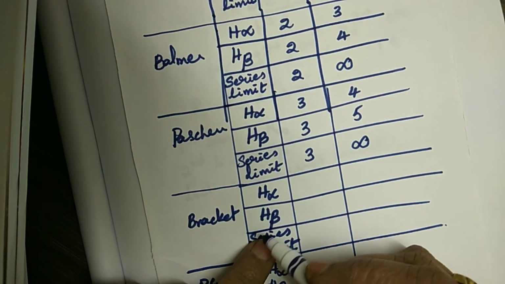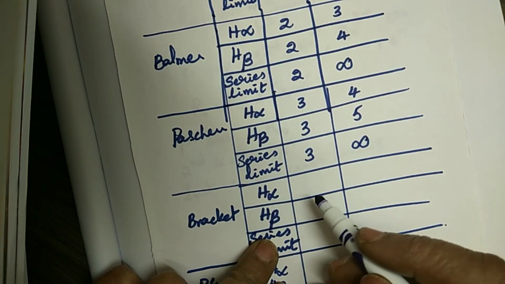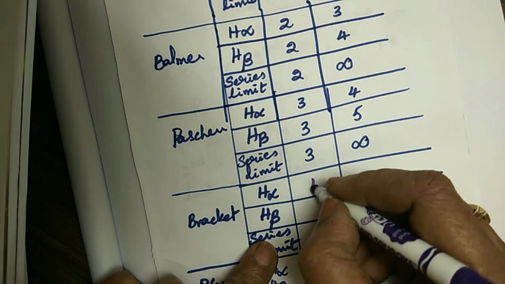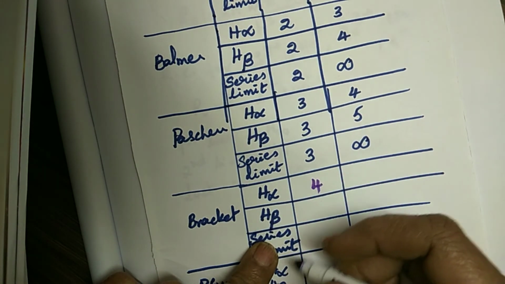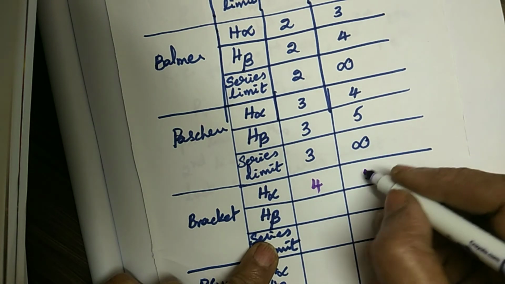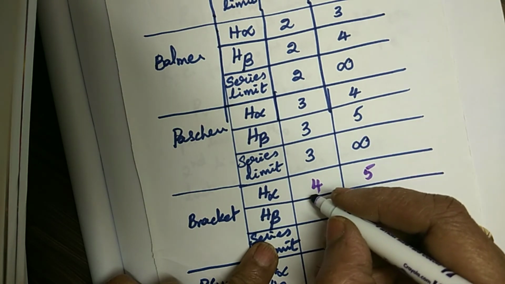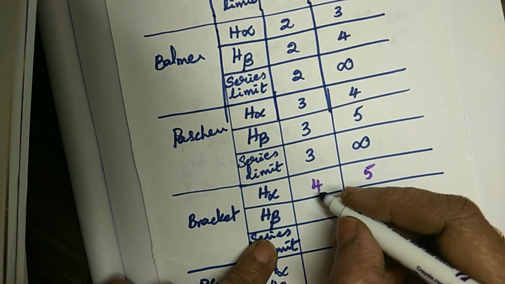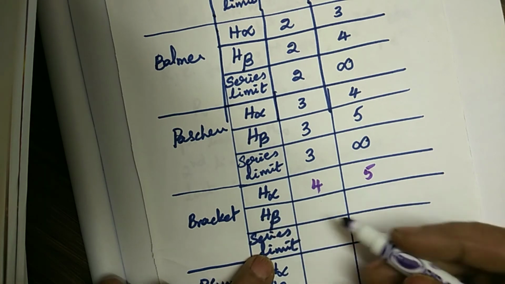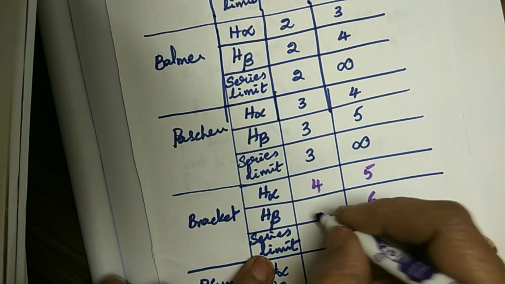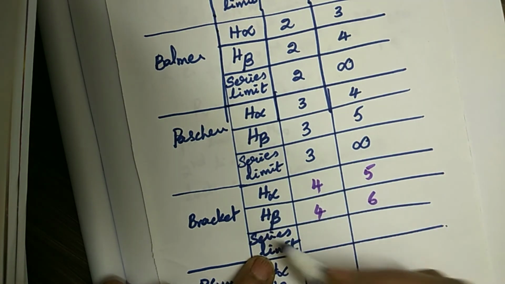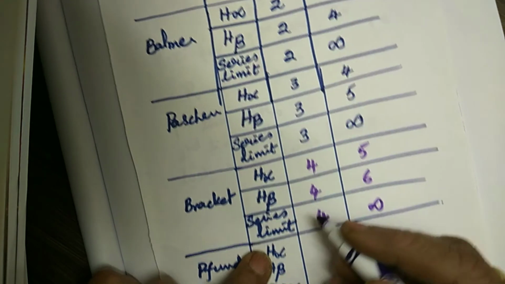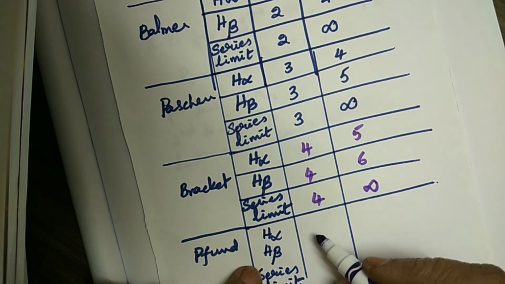And for the Brackett series, what is the n1 value? It is 4. So the next one is 5. If the electron comes from the fifth principal quantum number to the fourth one, it is called the H alpha line of the Brackett series. And from 6 to 4, it is called the H beta line of the Brackett series. From infinity to the fourth principal quantum number, it is the series limit of the Brackett series.